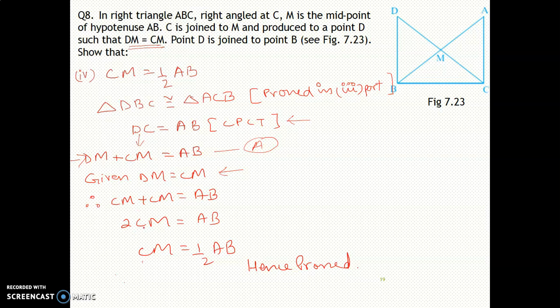CM plus CM, 2CM. This is very basic, students. X plus X in algebra is 2X, Y plus Y is 2Y. Similarly, CM plus CM is 2CM, equal to AB. Now this is in multiplication; when it goes to the right side, it will be in division. So CM is equal to half of AB. Hence proved. This is the simplest way, students, and I have simplified it for you so that you don't find anything difficult and can solve questions easily.